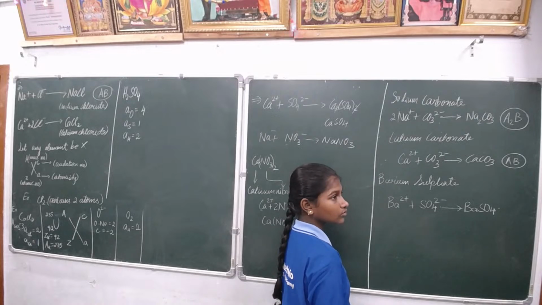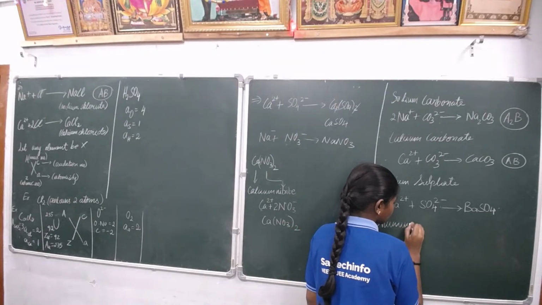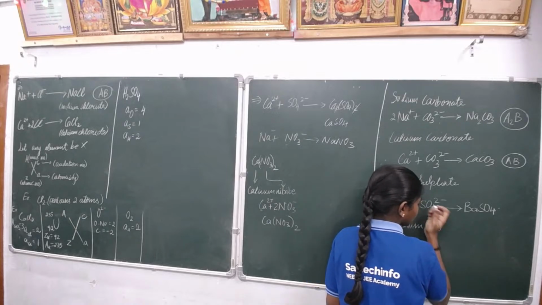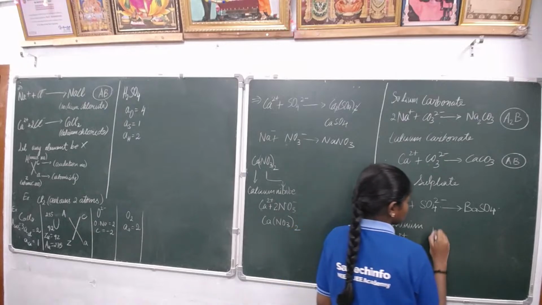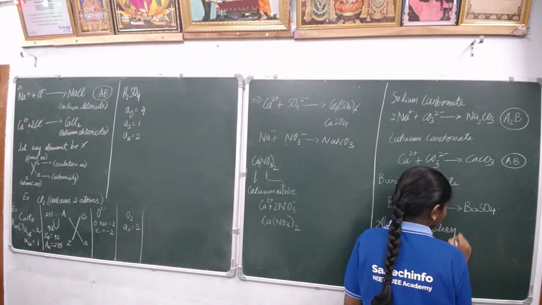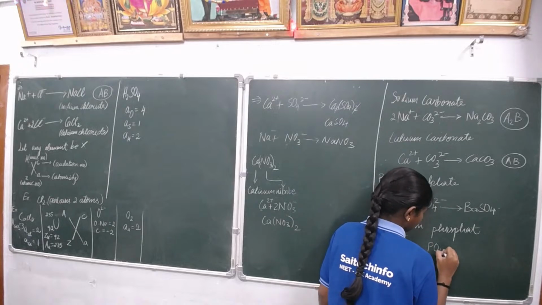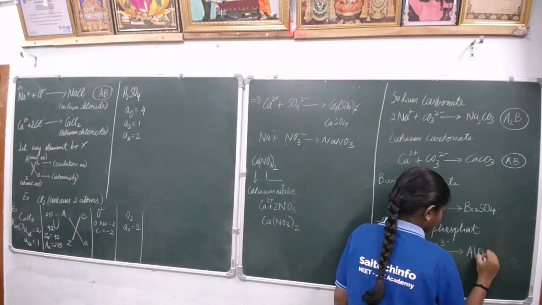I'll give you another typical example. You have aluminium Al3+ and the phosphate PO4 3-. Now what could be the formula? Both of them are 3 plus and 3 minus. So straight away you can write down aluminium phosphate, AlPO4. That's all. Right?